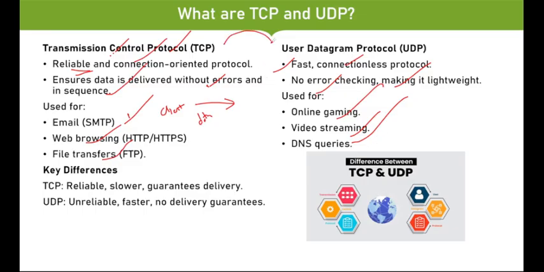So these two are the main protocols which need to be used while connecting to the internet. It decides whether a request needs to go with TCP or UDP. TCP is reliable, slower, with guaranteed delivery. UDP is unreliable, faster, with no delivery guarantee. So these are all the basic differences.